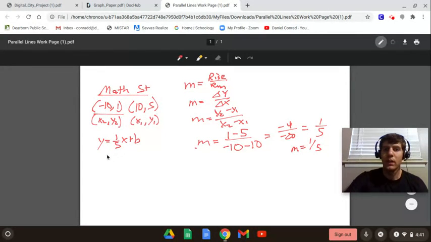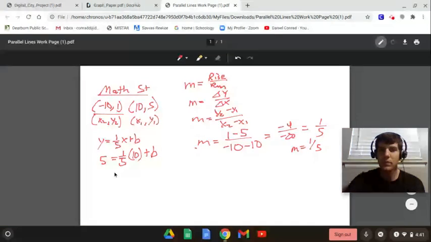So I'm going to plug in 5 for y, and then 10 for x, and that's going to be plus b. So 5 equals 1/5 times 10 plus b. 1/5 times 10 is going to be 2, so it's 2 plus b. Then you subtract 2 from both sides, and you get 3 equals b. So the equation for this line is y equals 1/5 x plus 3.